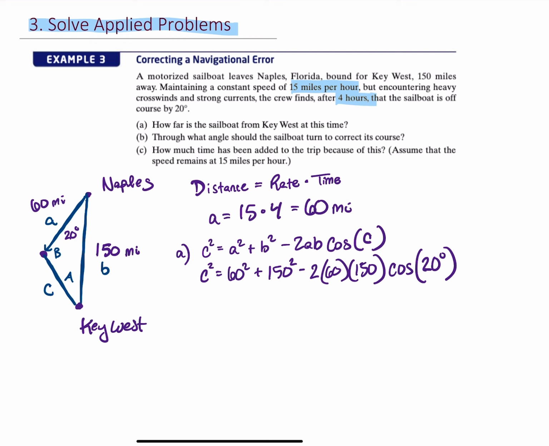Let me type this in once again. I think I might have forgotten to square some terms. 60 squared plus 150 squared minus 2 times 60 times 150 times the cosine of 20. And then I'll take the square root of the result. Yeah, I get 95.8 miles.